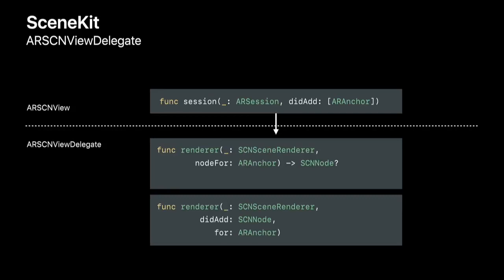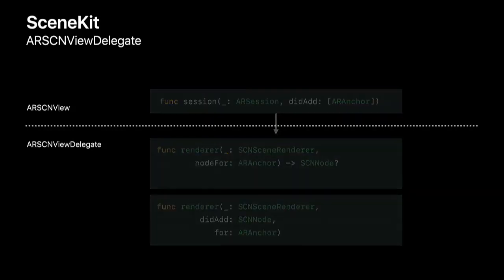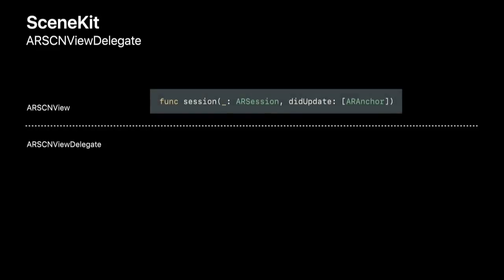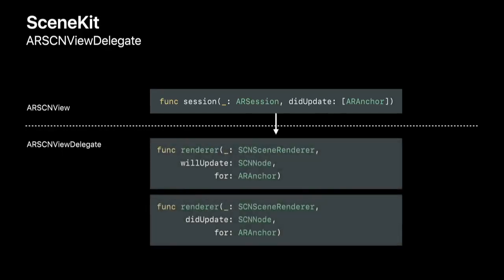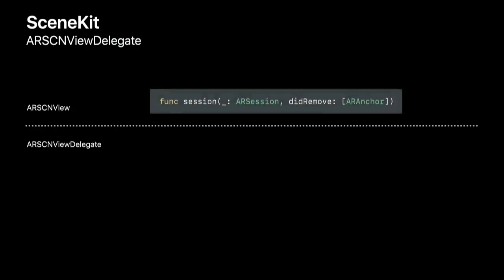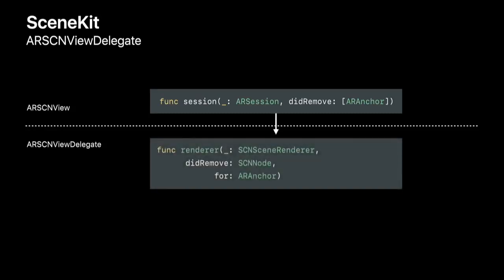The same holds true for whenever a node is being updated. So in that case, the SCNNode's transform will be automatically updated with the ARAnchor's transform, and you will receive two callbacks when this happens. One before we update its transform, and another one after we update the transform. Whenever an ARAnchor is being removed from the session, we automatically remove the corresponding SCNNode from the scene graph and provide you with a callback, renderer:didRemoveNode:forAnchor:. So this is SceneKit with ARKit.